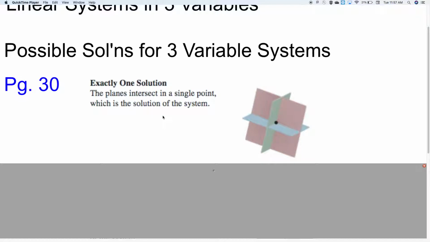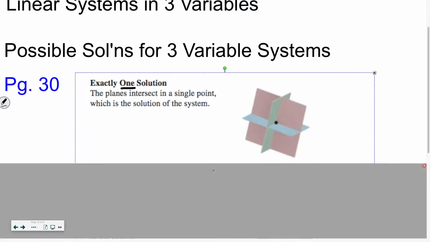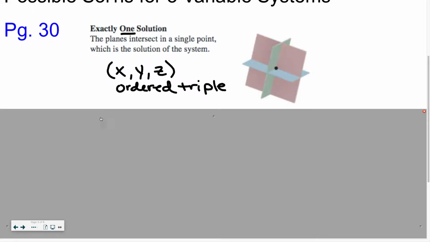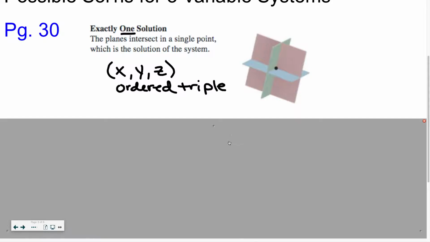And so that's most like the one that Tommy and Morgan did, number 5, where your one point is an X, Y, Z ordered triple. And just like X, Y ordered pairs, if it's X, Y, and Z, you should put it in alphabetical order. So your X should always go first, your Y would be second, and your Z would be last. Now, that would be an example of a consistent system where there's at least one solution.